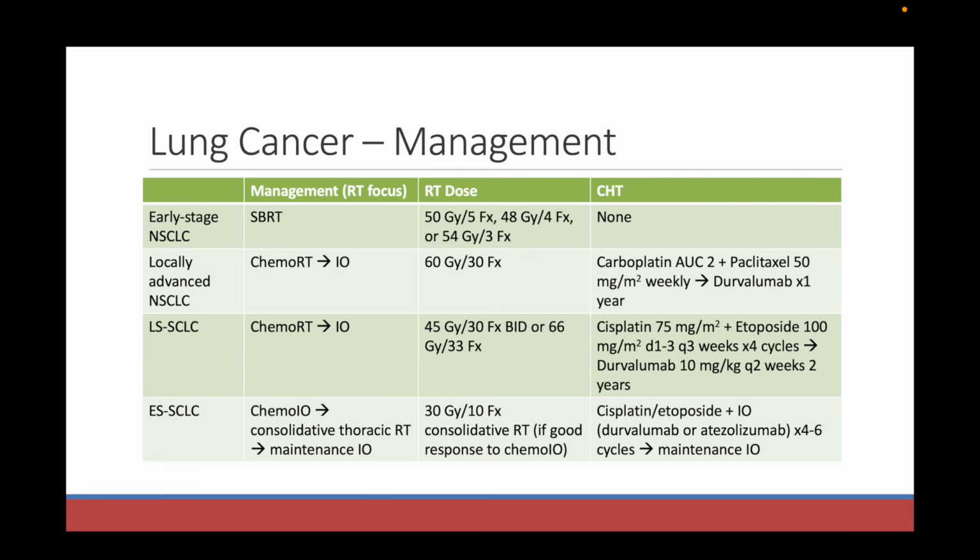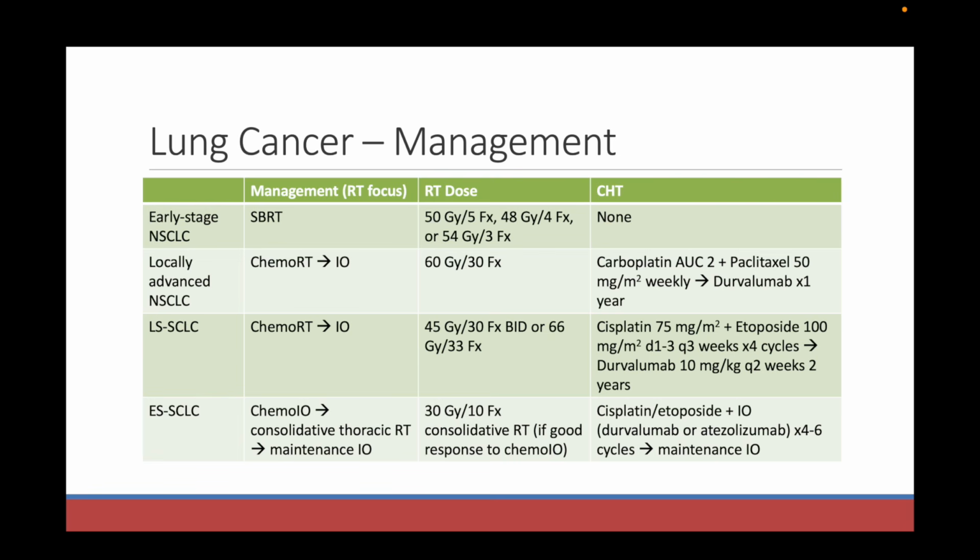I think PCI has fallen out of favor amongst a lot of practitioners, but I think it's worth mentioning for board exams that if patients have a good response to upfront chemoradiation in limited stage small cell, or if they have a good response after the chemoimmunotherapy and they have good performance status for extensive stage small cell, consideration of prophylactic cranial irradiation, or at least a conversation about it, is reasonable with the patient.